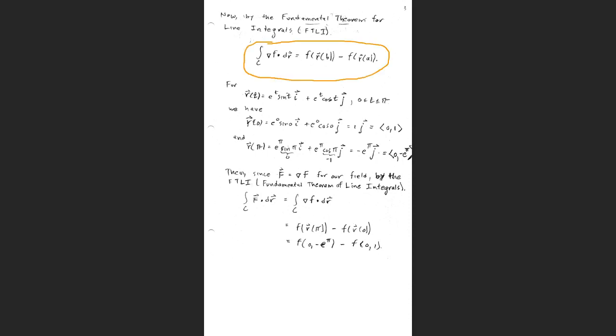And I have to evaluate the position vector at the end time and the starting time. So that's what I do here. The starting time was t equals 0, and the end time was t equals pi. And so this allows me to compute the beginning position vector that has coordinates 0, 1, and the ending position vector that has coordinates 0, negative e to the pi power.